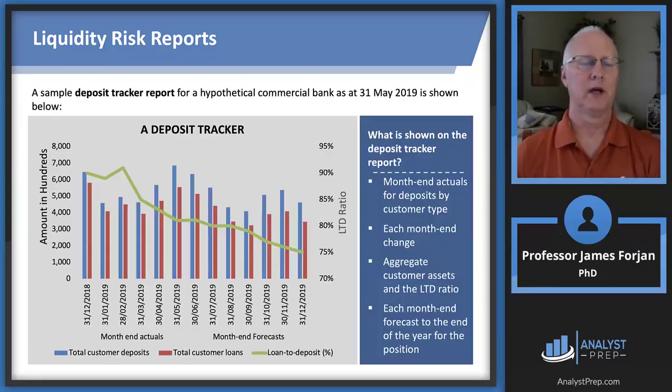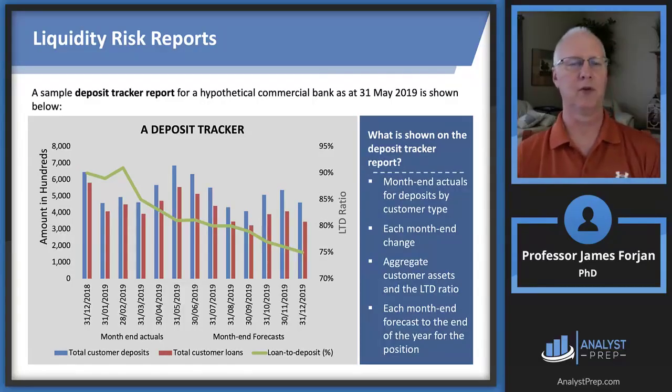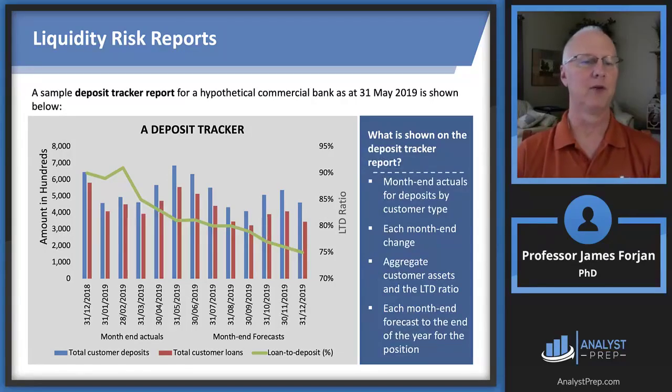Here's a quick example of a deposit tracker report. Notice along the horizontal axis, those are some months over the term structure. And then up on the vertical axis, there's some amounts. And then over on the polar vertical axis, there's that long-term debt ratio, and that is the loan to deposit ratio. Boy, I'm so used to talking about corporate finance. Notice that that's in the green.